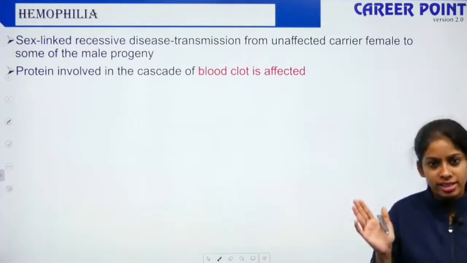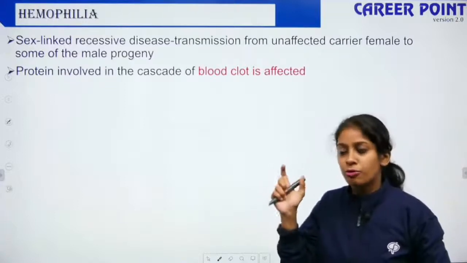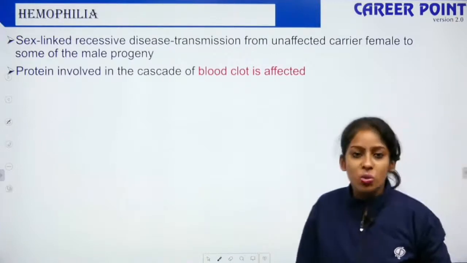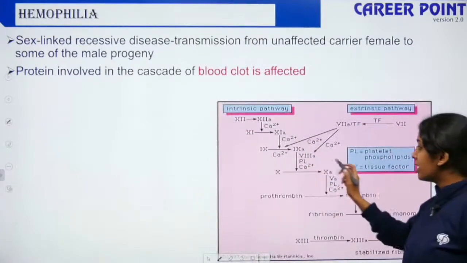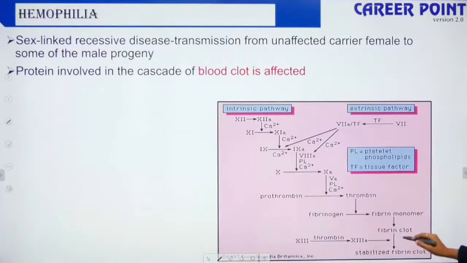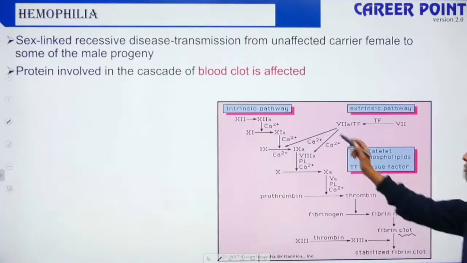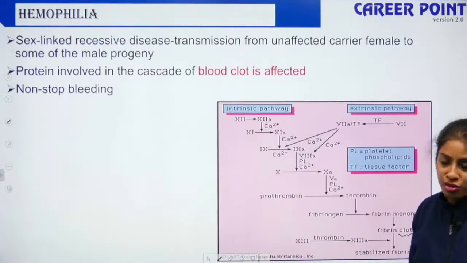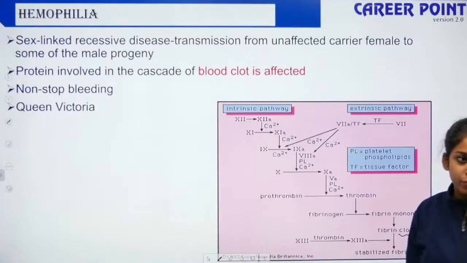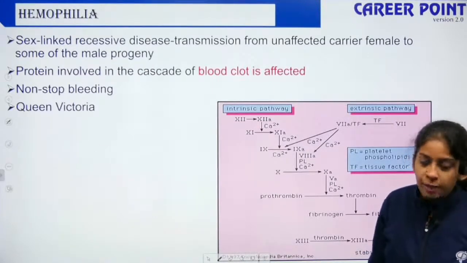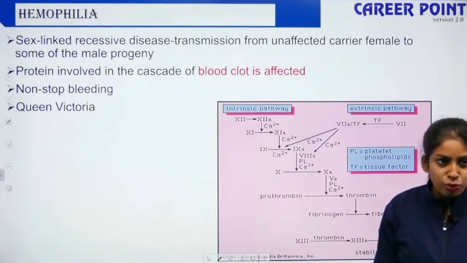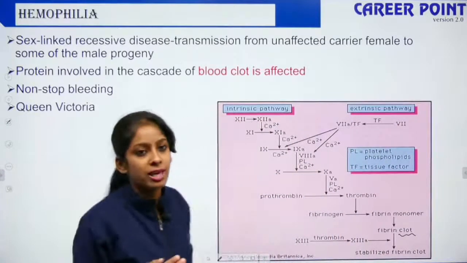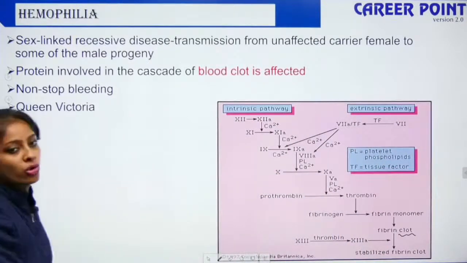This clotting factor is absent when a particular protein is not coded, so the gene is deleted. That is the disease known as hemophilia. You have this entire process for clotting, which finally creates a blood clot. When even one of the proteins is missing, the blood will not clot. So this is hemophilia. You will have non-stop bleeding. We all know Queen Victoria of the UK. She was a carrier of hemophilia. So all the male progeny in their family history suffered from hemophilia. Okay, so this is a well-known case.